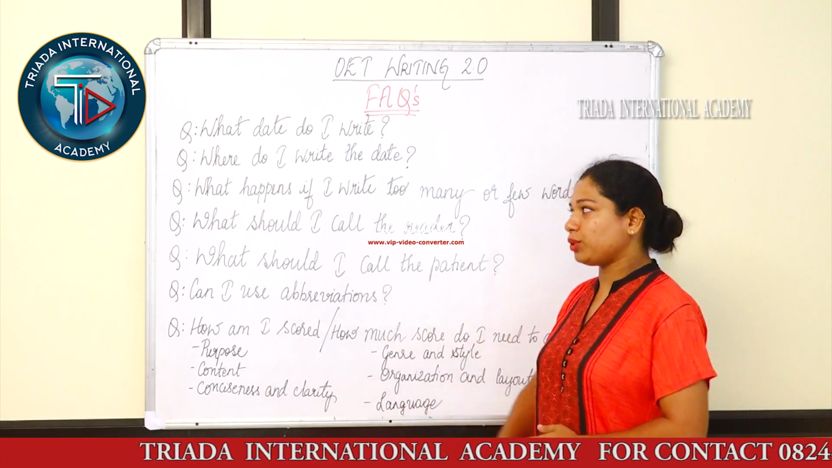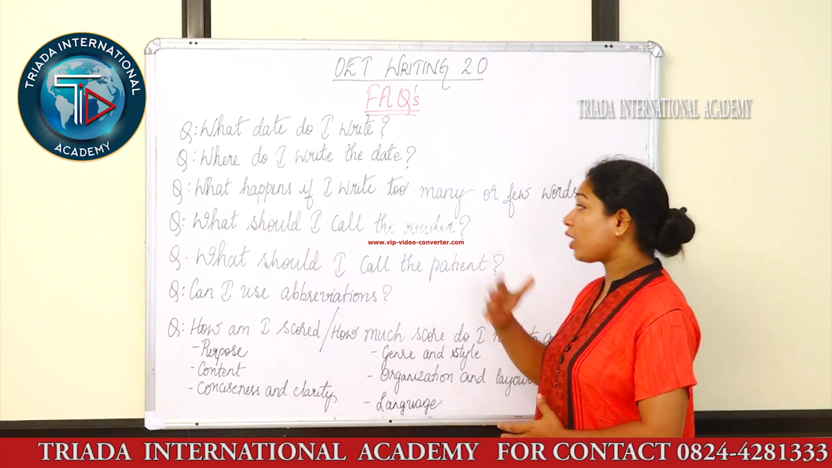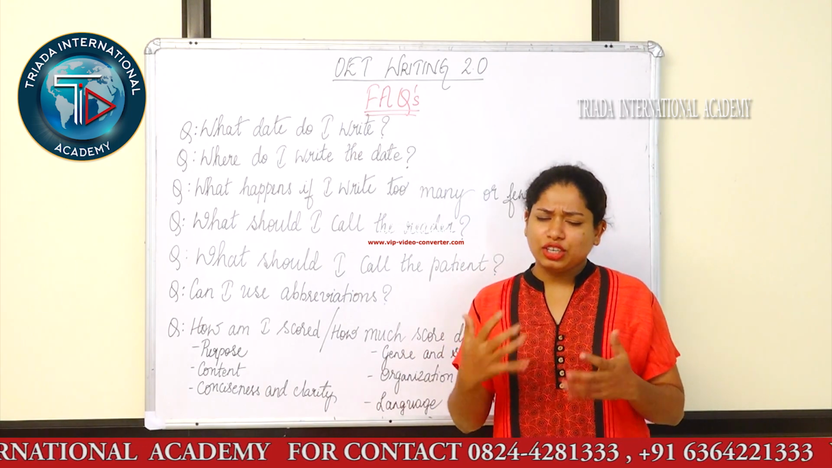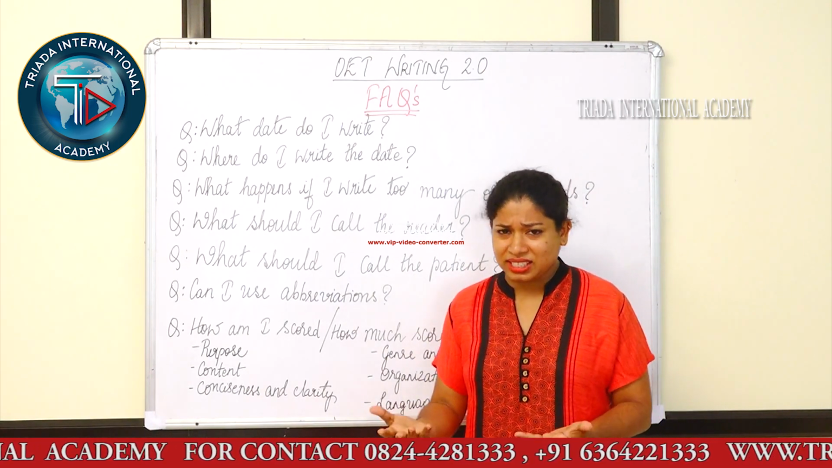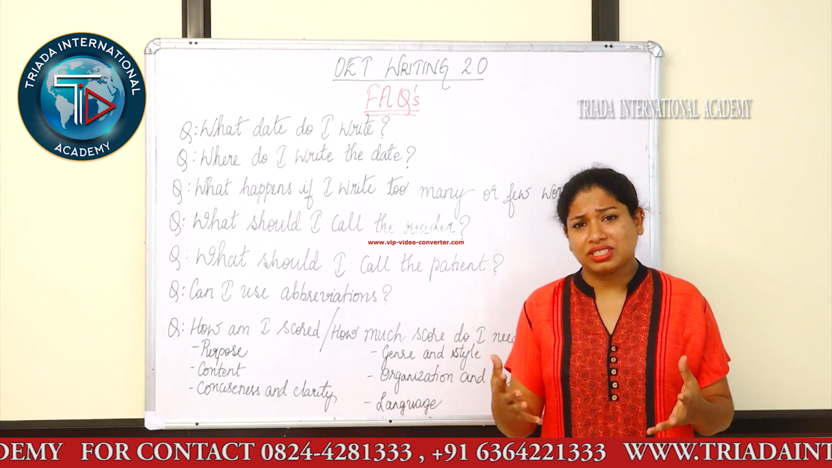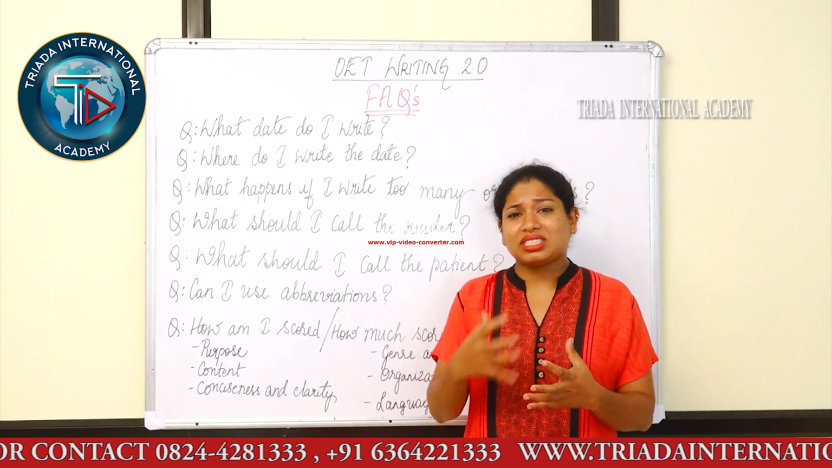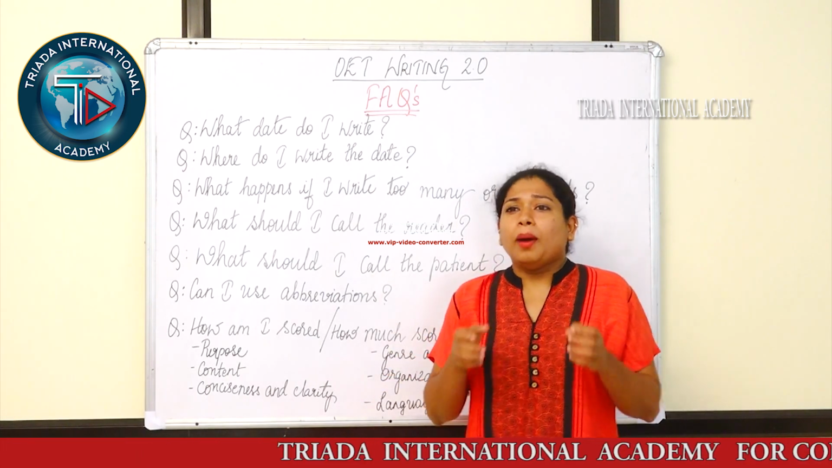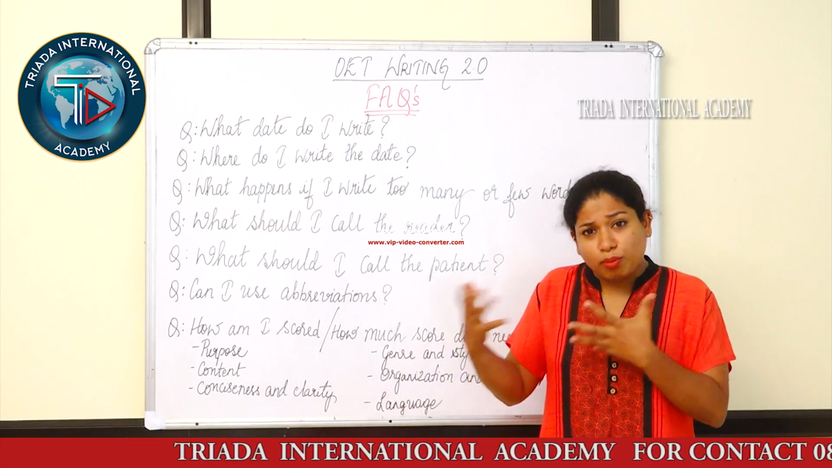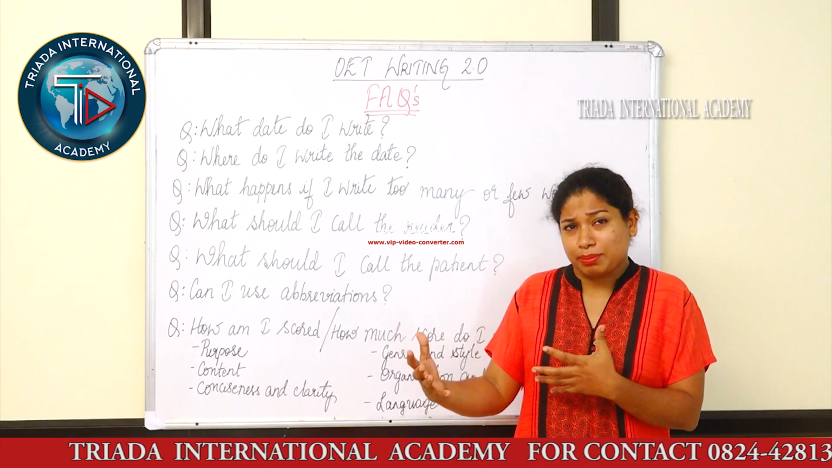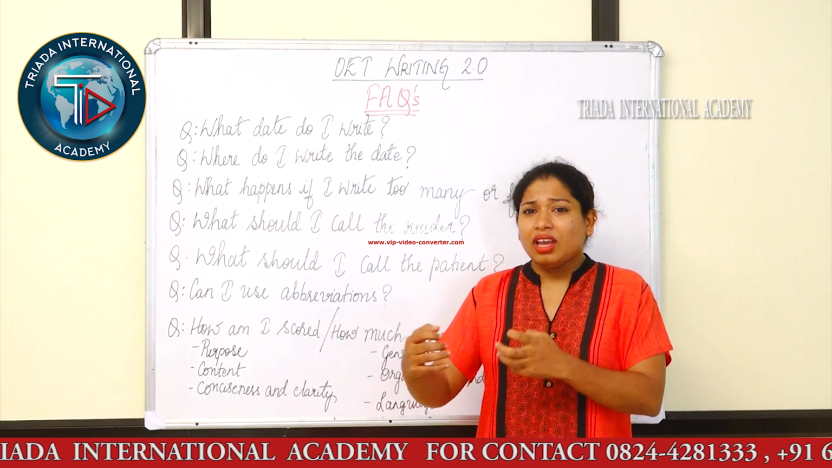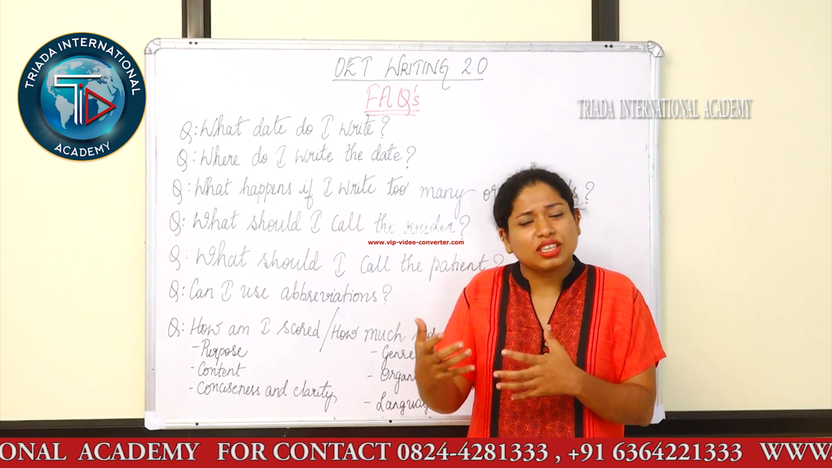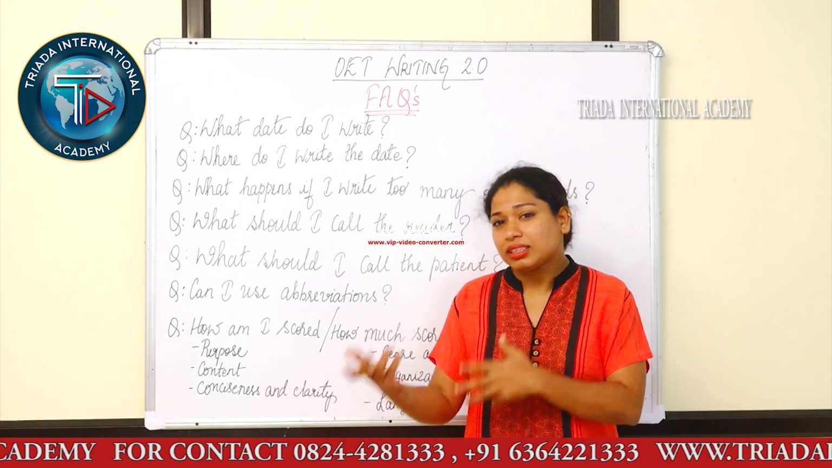The third FAQ is, what happens if I write too many or too few words? After this new criteria came into existence, nowadays the OET examiners don't check whether you have written exactly 180 to 200 words. But if you are writing too much, like crossing the limit of about 230 words, it's very sure that you have included something which is unnecessary for the reader. So you should be very clear about it.